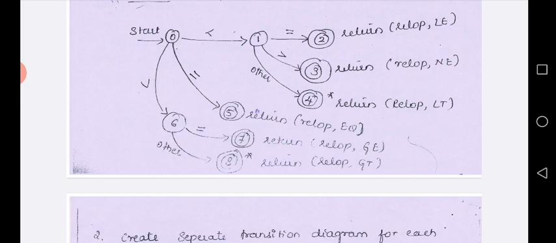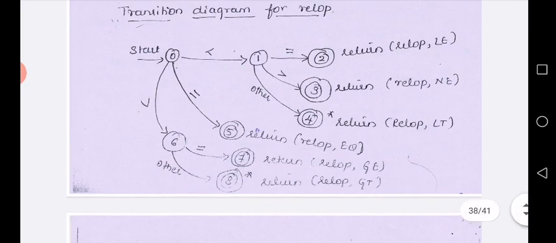But greater than semicolon has no meaning, right? Such a pattern should be considered as an error. For identifying the error, or to check whether it is in a proper format, we need to go for the transition diagram of relational operators. Now see here, we are having different states, I think 0 to 8. We'll begin with 0.